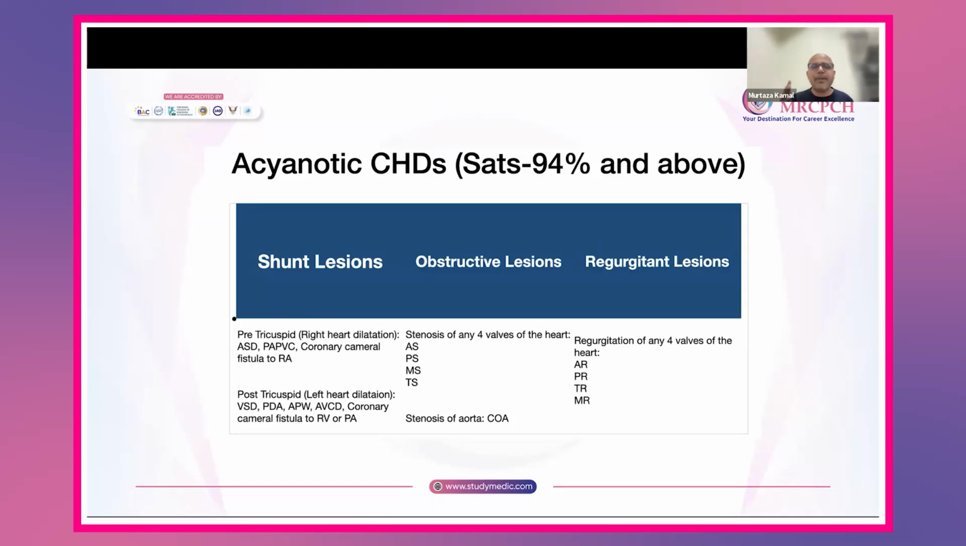So what are the examples of the pre-tricuspid shunts? Those which are above the tricuspid valve. They can be either ASD or a partial anomalous pulmonary venous communication. What is partial anomalous pulmonary venous communication?